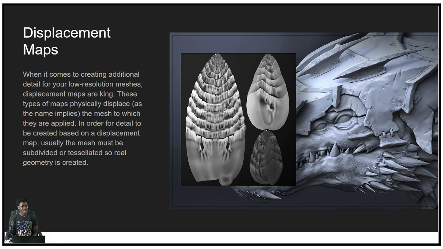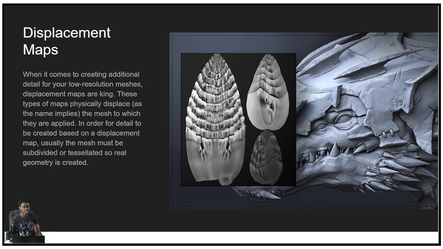All right, so displacement. Last but never the least, displacement. Displacement's actually pretty cool. When it comes to creating additional detail for your low resolution mesh, displacement maps are king. These types of maps physically displace, as the name implies, the mesh to which they are applied. In order for detail to be created based on a displacement map, usually the mesh must be subdivided or tessellated so real geometry is created. You guys really haven't used displacement maps yet, but I believe you will be pretty soon. I want to say on the next one or two projects, you'll be using displacement maps.